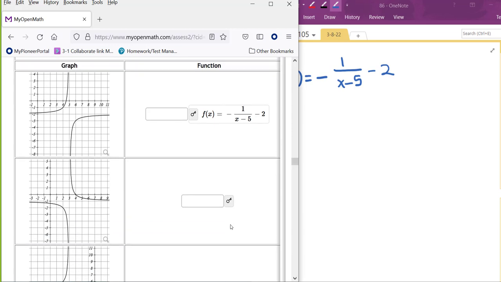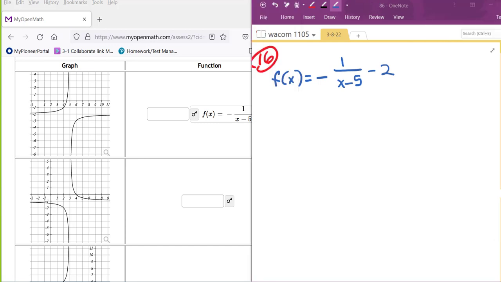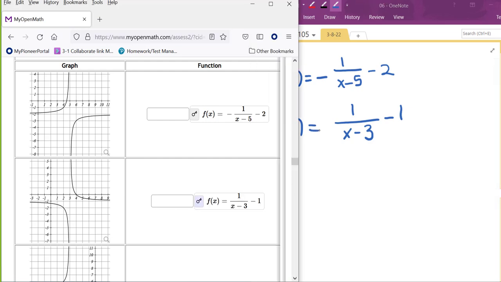The next one we have, now this one is turned the right way, like our calculator, right? And so it's not going to have a negative in the front. It has moved over to the right 3 spaces. There's your vertical asymptote. So this will be 1 over x minus 3. It has moved down 1. So 1 over x minus 3 and down 1.